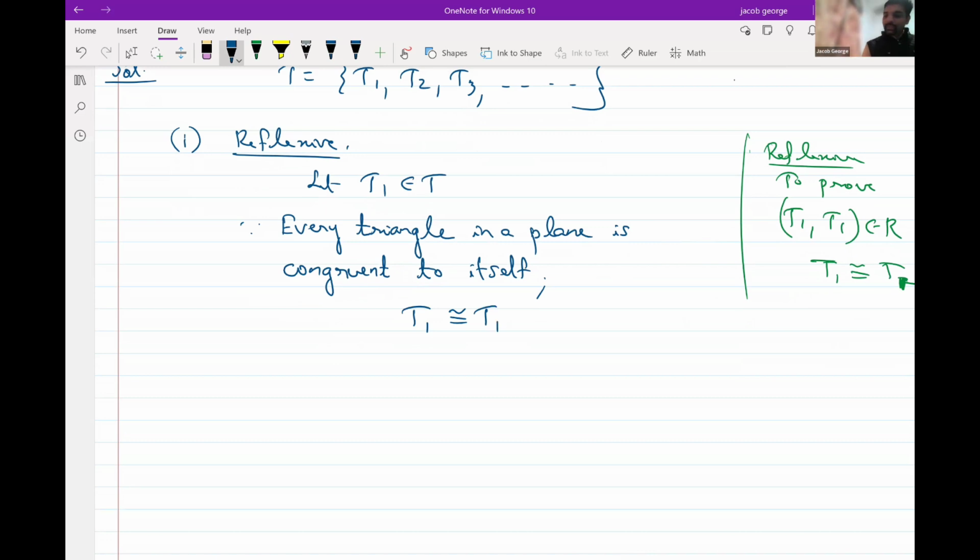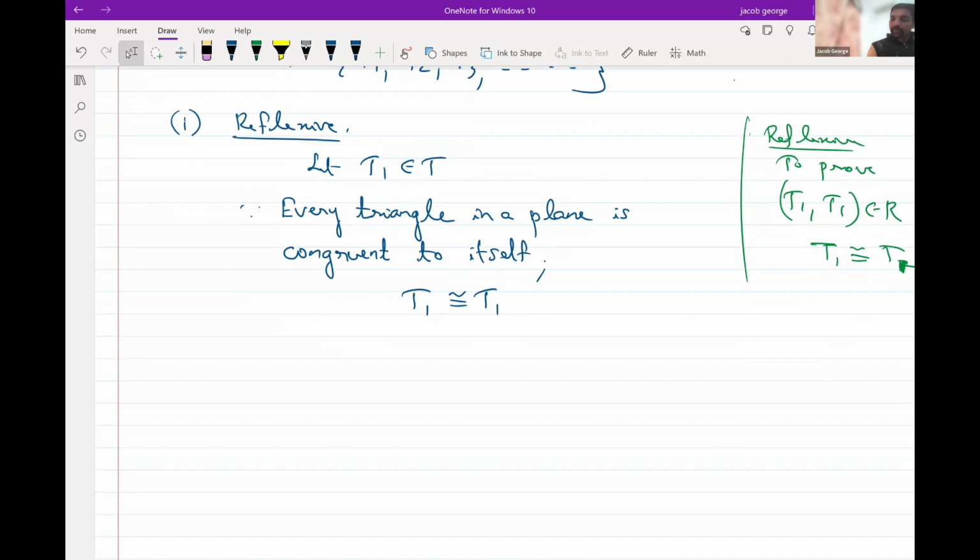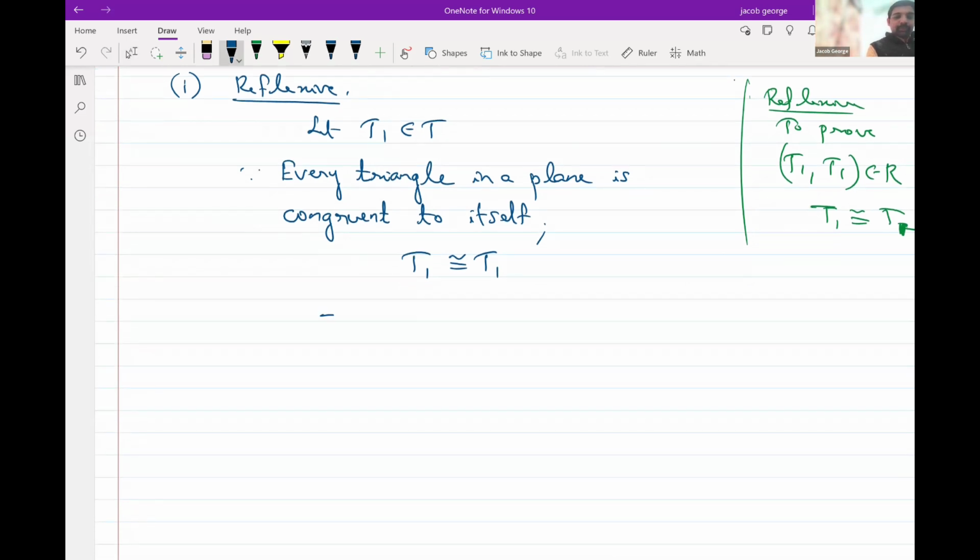Okay. Yes, that will give you the conclusion that (T1, T1) is an element of R for all T1 element of T. T1 we took from T. The basic set is T. The pair will be an element of the relation. That element we pick from the basic set, that is T here.